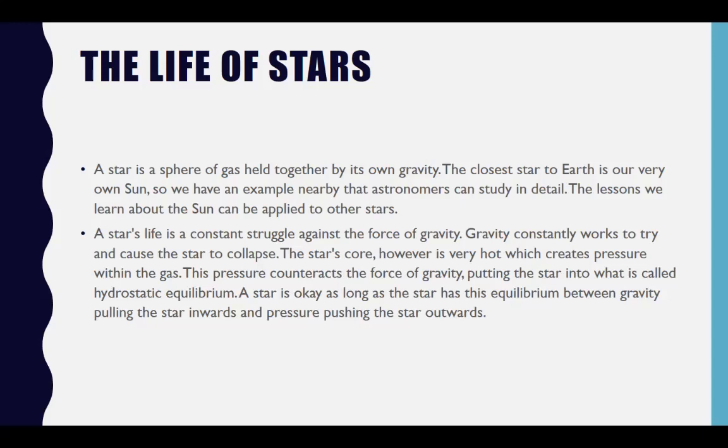Now, gravity is trying to pull all of this material together to collapse the star. But at the same time, you're getting a nuclear fusion reaction, which is pushing energy outward on the star. So gravity constantly works to collapse the star, whereas the nuclear furnace is trying to keep the star expanding. The star's core, however, is incredibly hot, which creates pressures within the gas, and the pressures counteract this force of gravity, putting the star into a condition we call hydrostatic equilibrium.